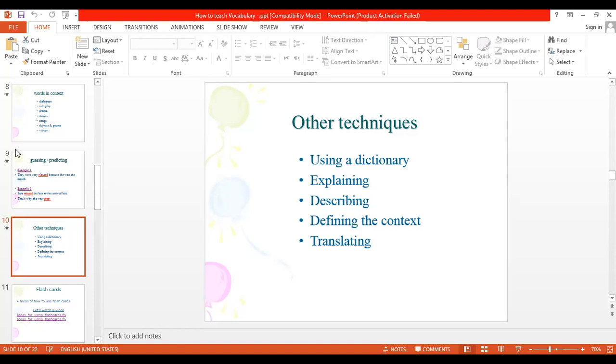Also, Ms. Ghada Hassan says we can make a slideshow. You can ask the students to make a slideshow of the words, the vocabulary. Thank you, Ms. Ghada.